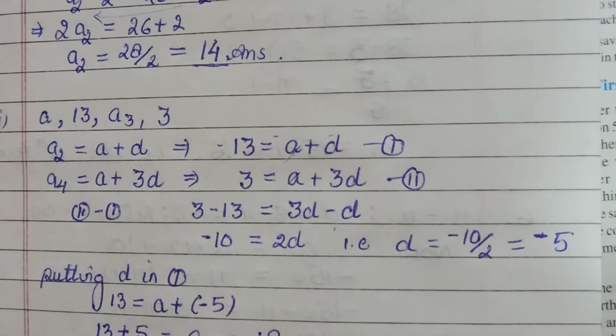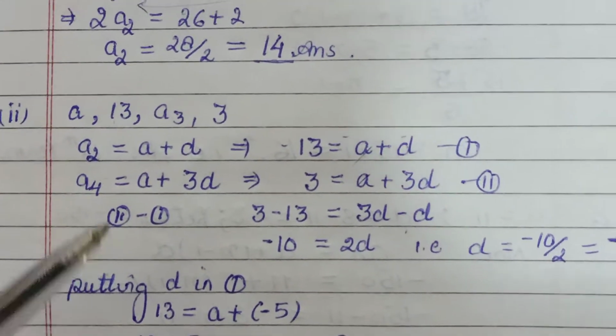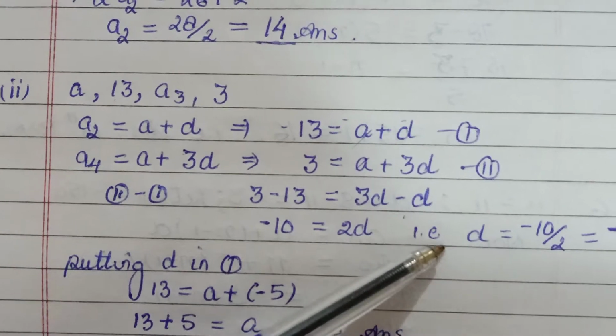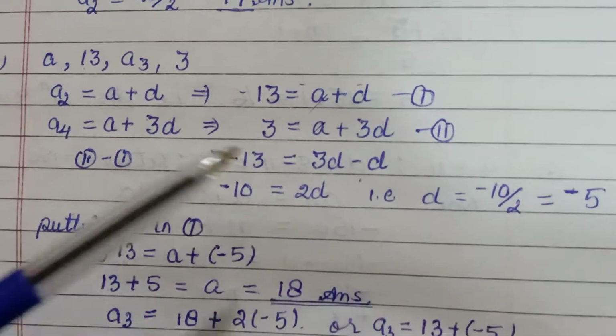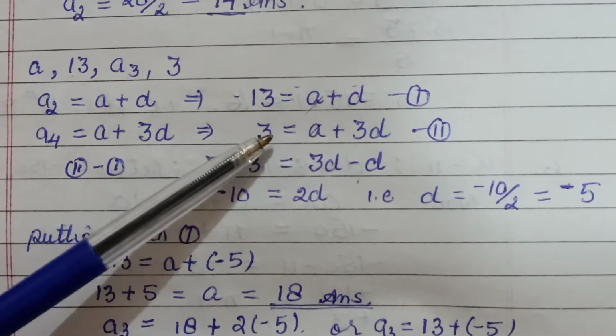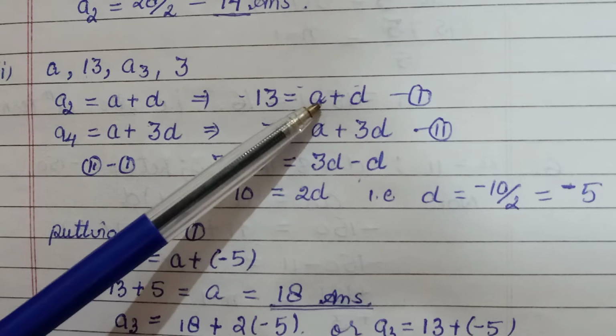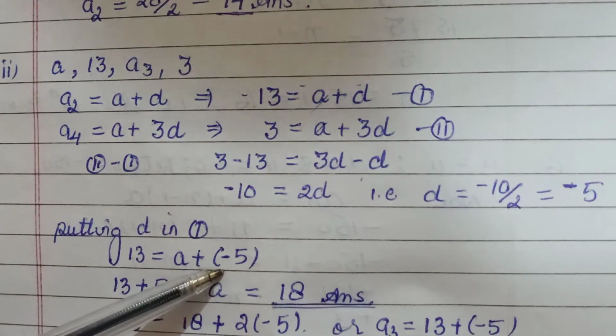Okay. So likewise, children, you also have to find A3. This was to find your D only. D we have evaluated as minus 5. Now we'll find A. We can substitute in any of the 2 equations here. This one is shorter and easier. So put your value of D here in equation 1 as minus 5.